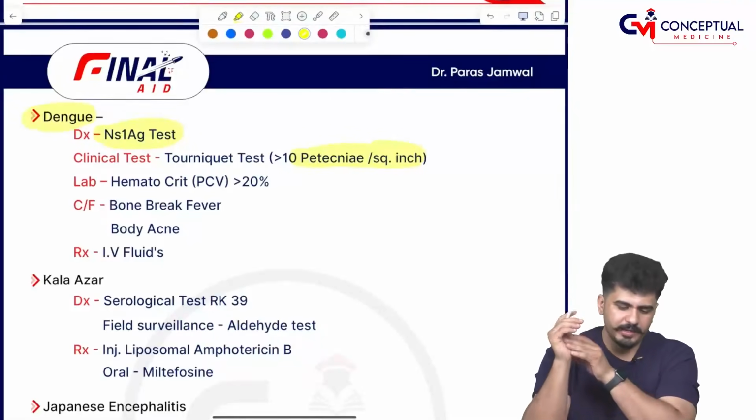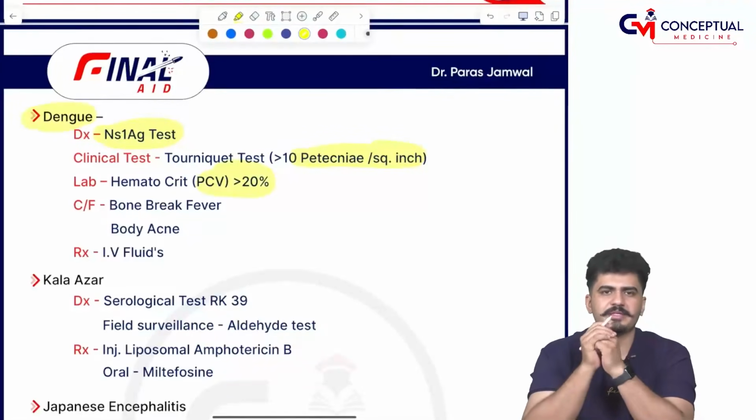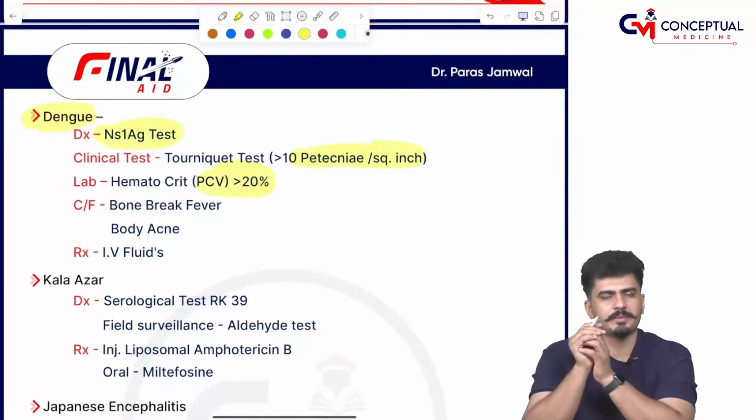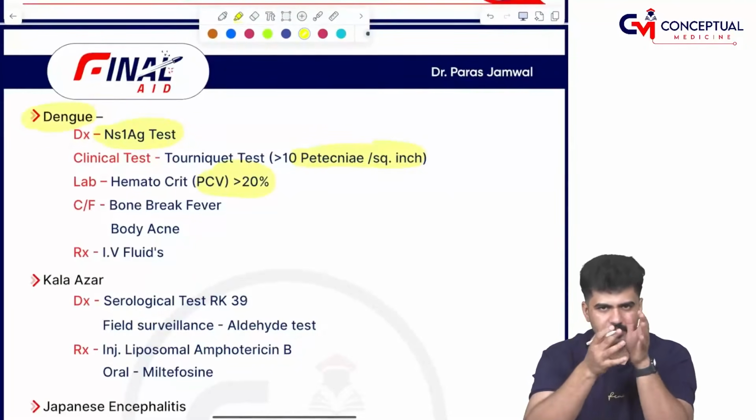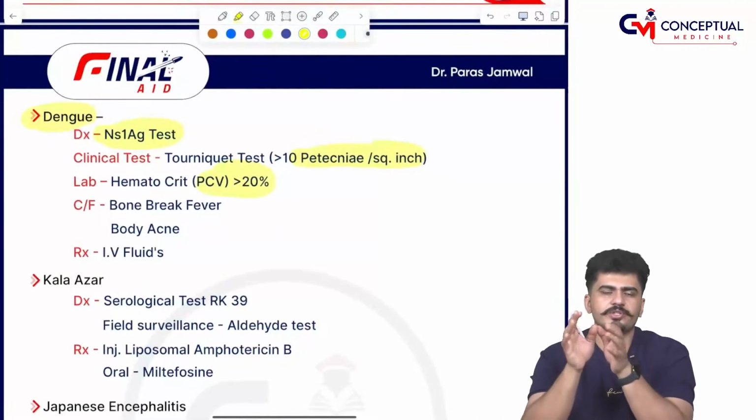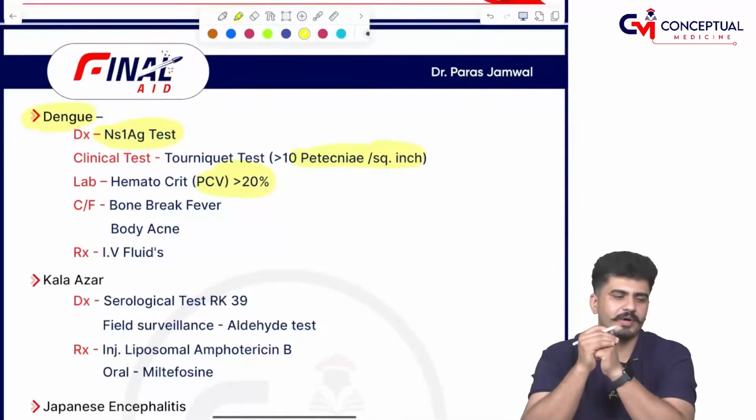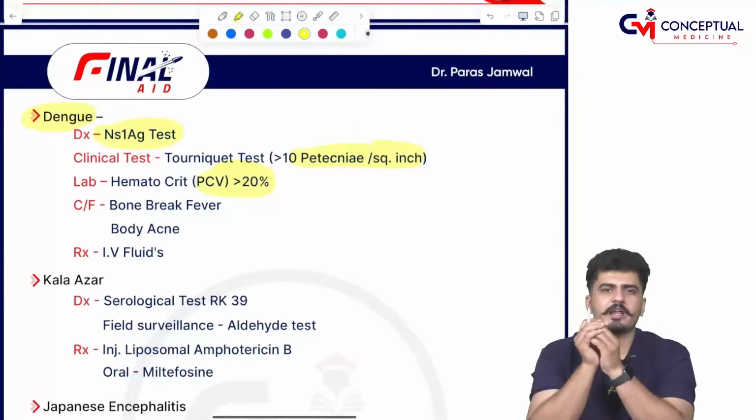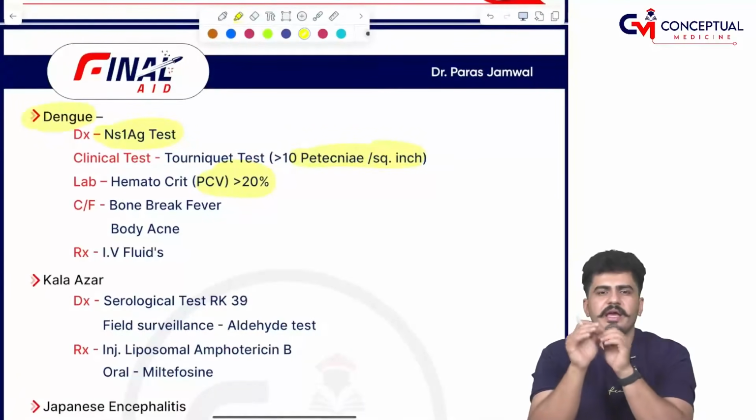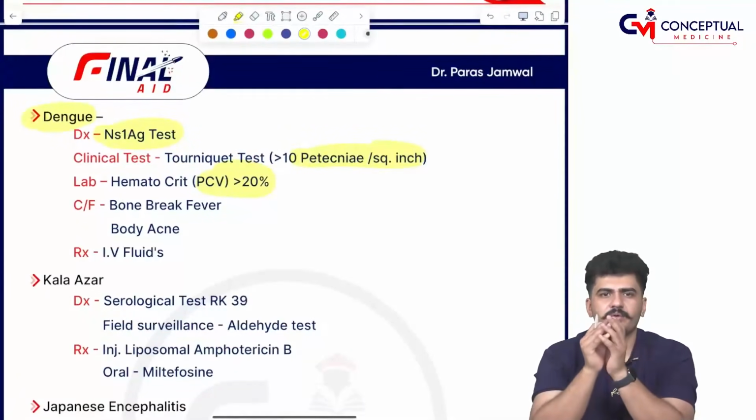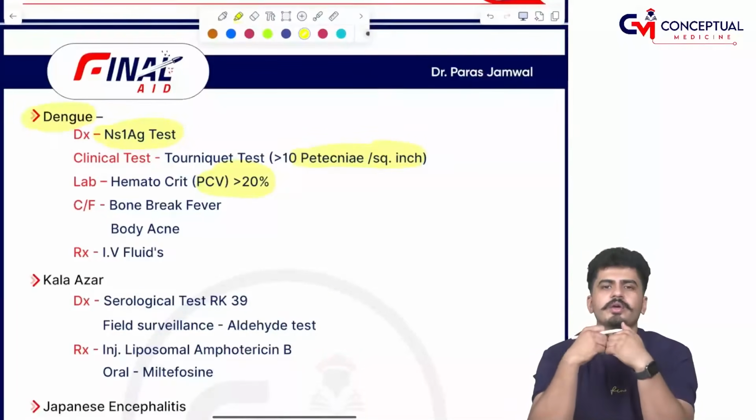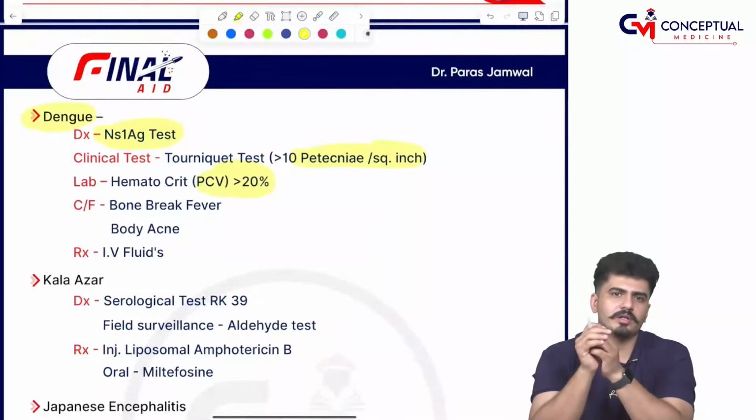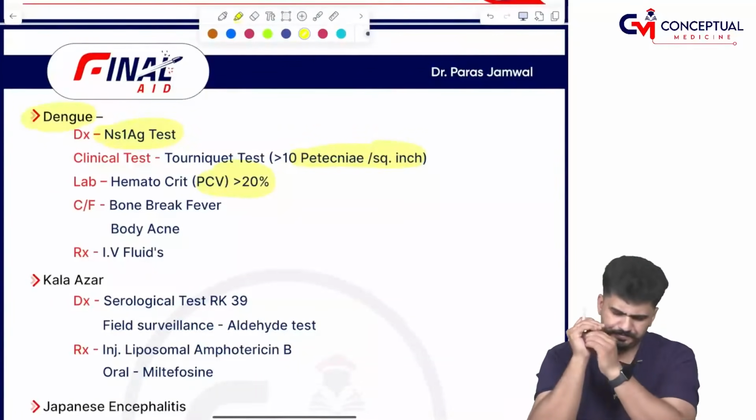Lab diagnosis, hematocrit more than 20%. If PCV is more than 20%, then also we'll be thinking of dengue. But sure diagnosis will come after NS1 antigen test. Now dengue's features are bone breaking fever, body ache. Any specific treatment for dengue? My answer is no. Then what can you give? Supportive treatment, and also there is one tablet you can add to that, that is Carica papaya leaf pill.